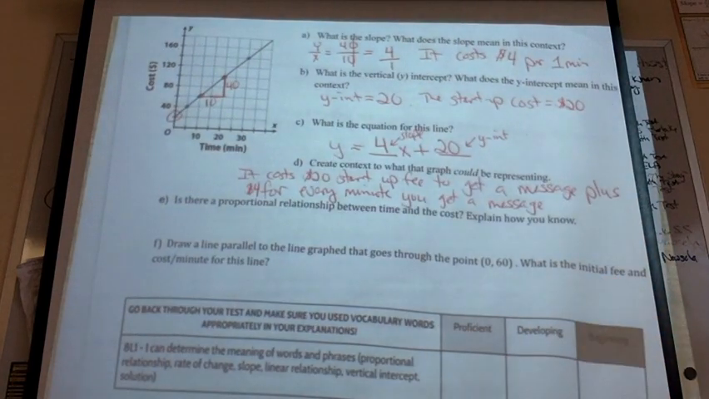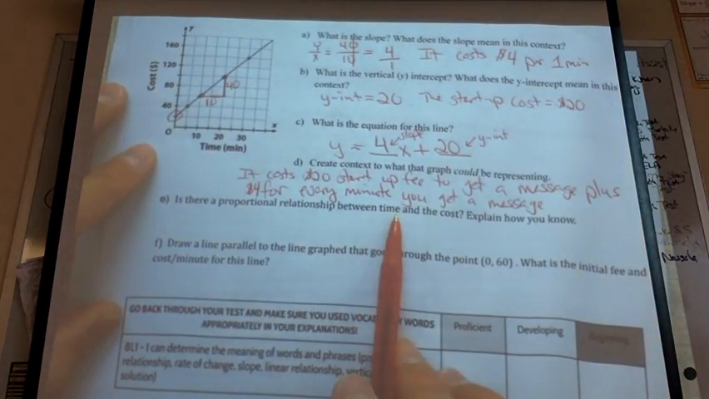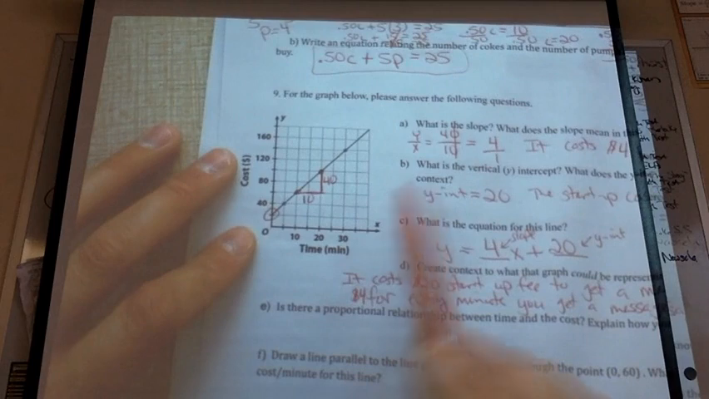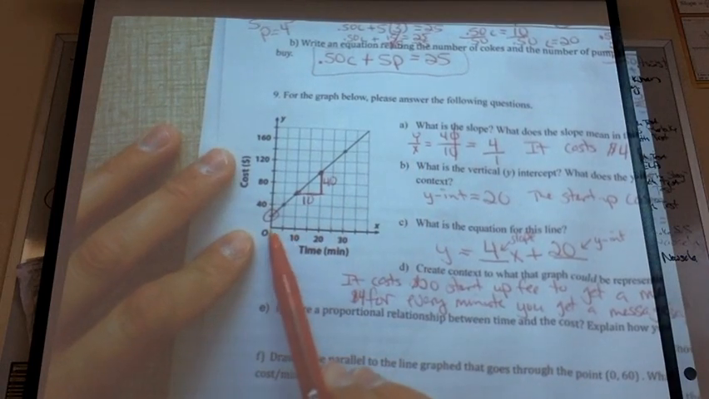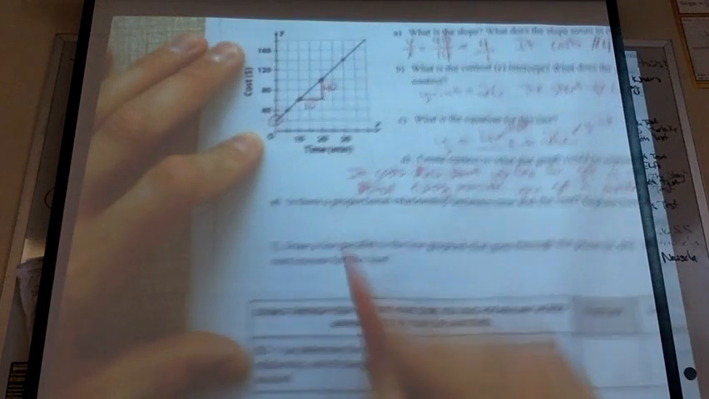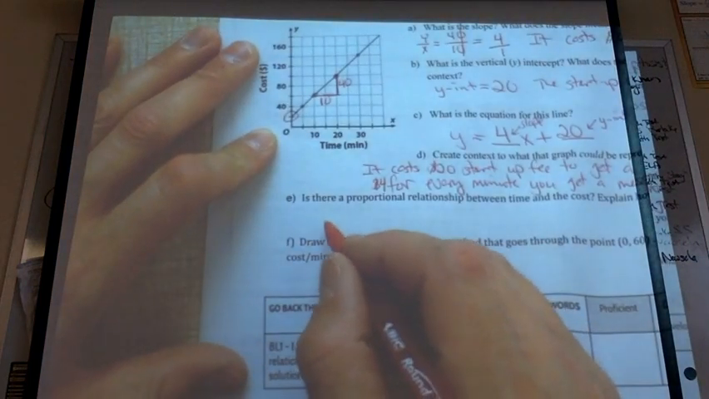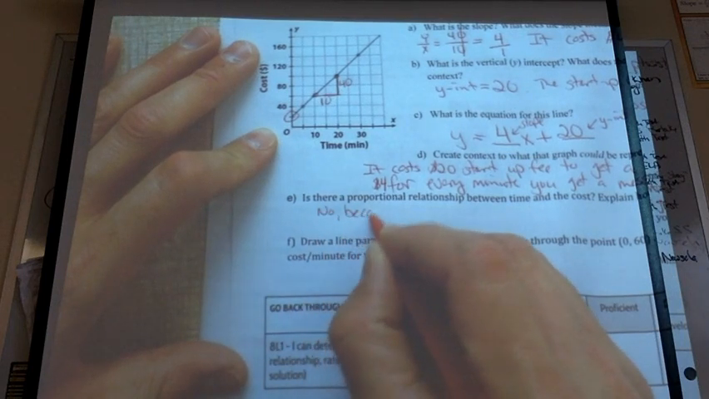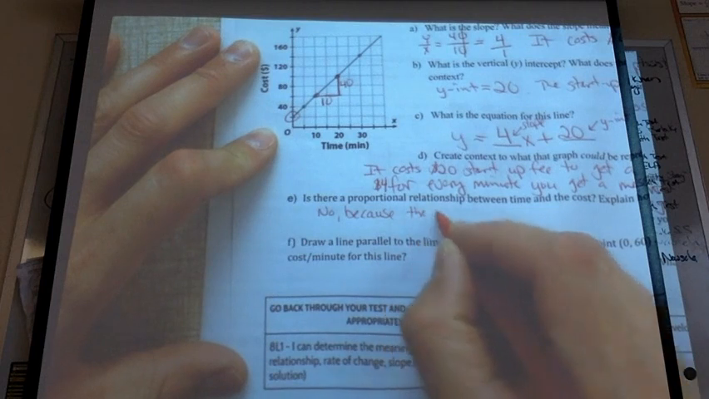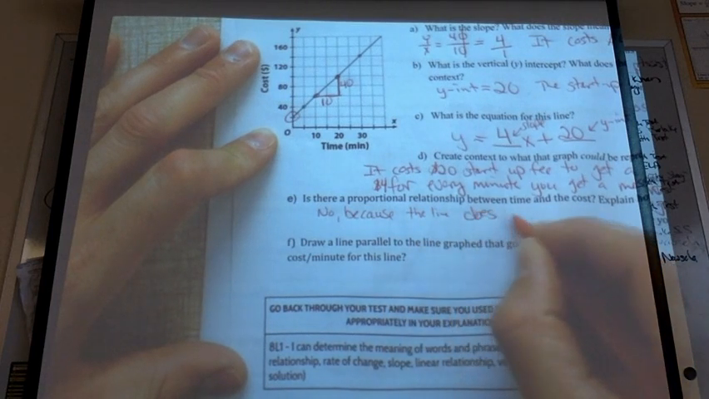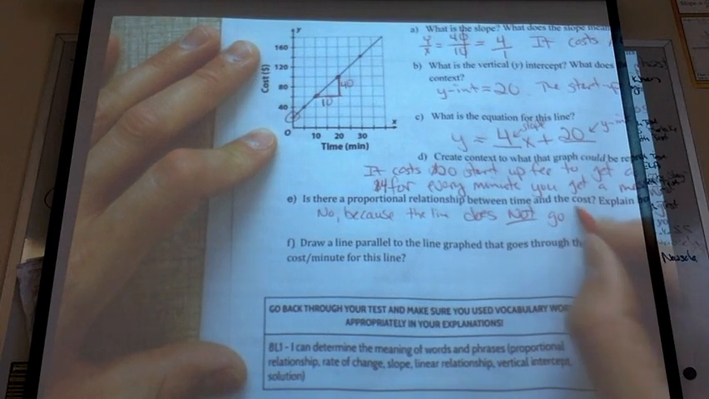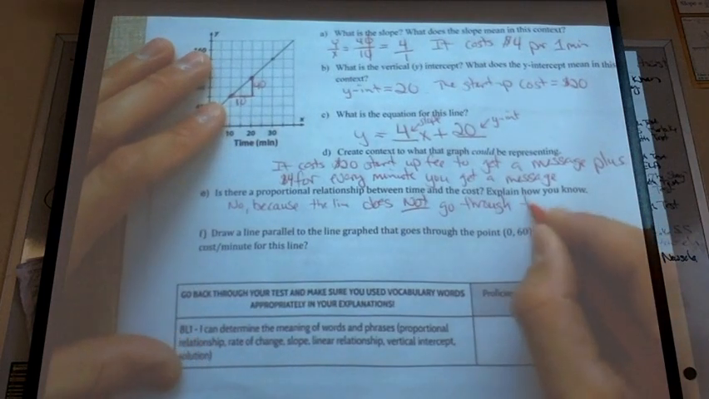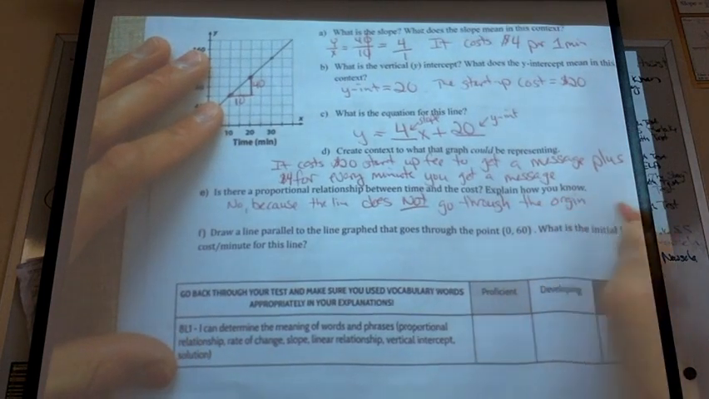Okay, moving on to E. Is there a proportional relationship between the time and cost? So remember, in order to be proportional in our graph, our line has to go through 0, 0, and it does not. So in this case, you could say no, because the line does not go through the origin, which is 0, 0.